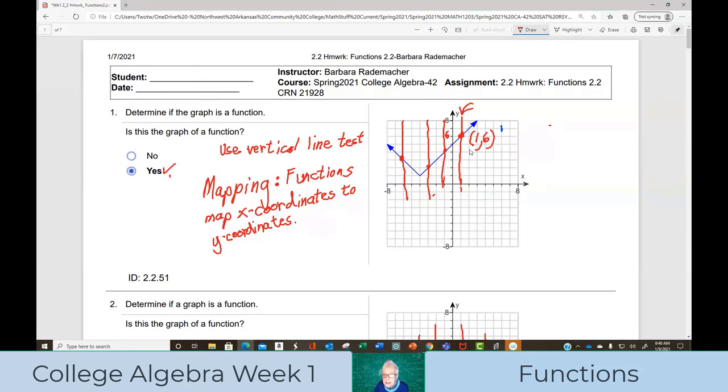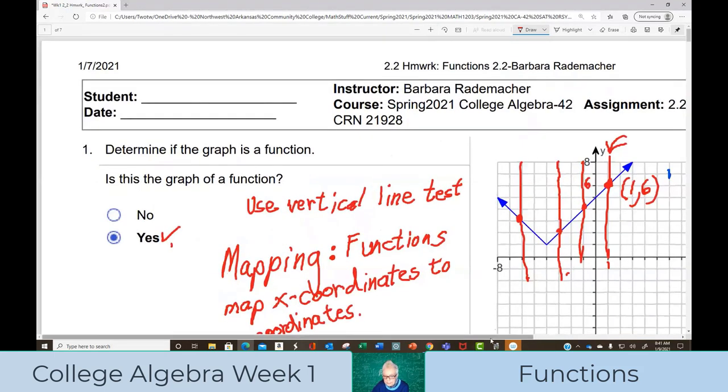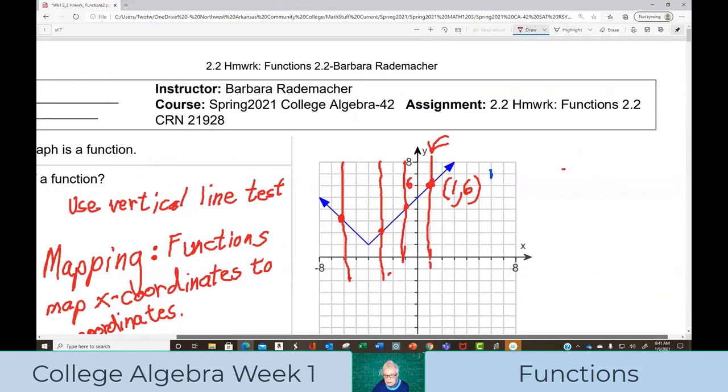Okay, so over here, the number 1 on the x-axis is being mapped to the number 6. Let me make this much bigger. One is being mapped to 6, and where the mapping occurs is right here at this point, 1, 6.